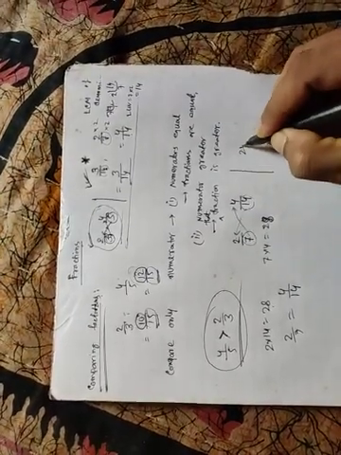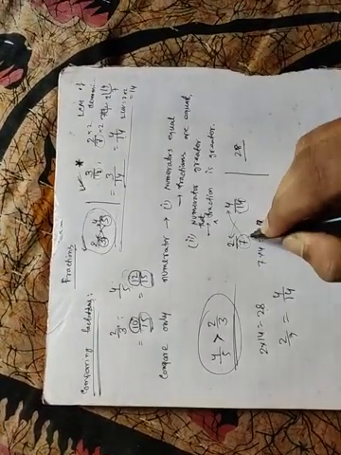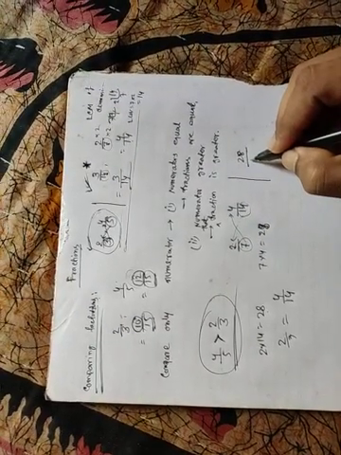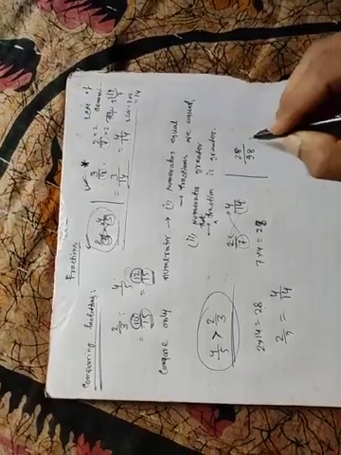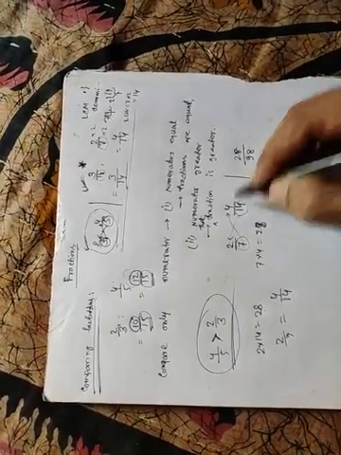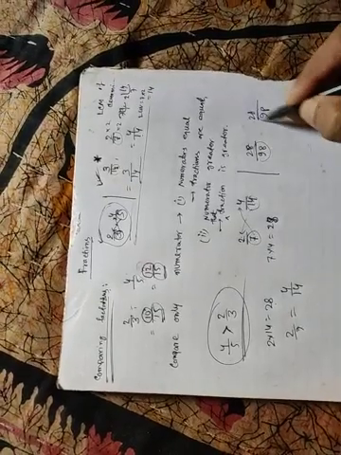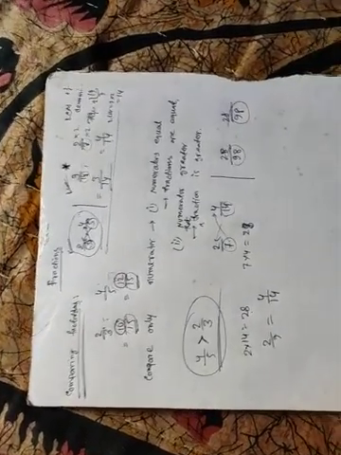Okay, so if you do the multiplication, then no problem. 14 into 7, 98. Next, 7 into 4, 28. 7 into 14, 98. So if you do the multiplication, denominators must be the same. So no problem with it.